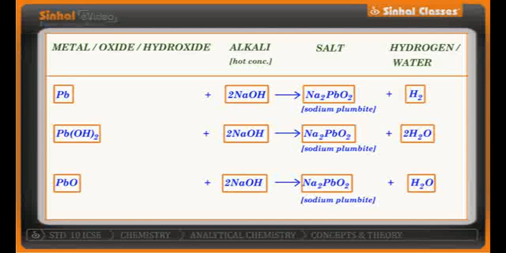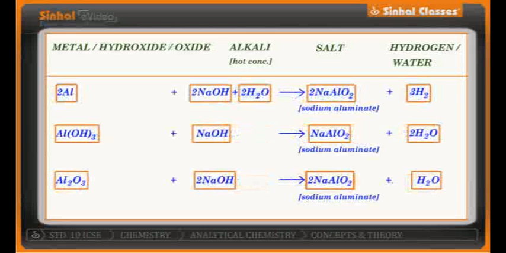Similar to what you have seen with zinc. But in case of aluminium, there is a slight difference. If you take metal aluminium and treat it with sodium hydroxide, in that case, you have to do this reaction in presence of water. So that means there is one more reactant, and that is water. So aluminium along with sodium hydroxide along with water will now give you sodium aluminate.